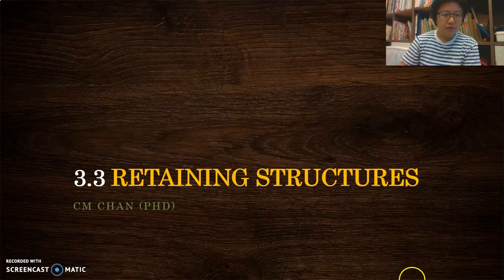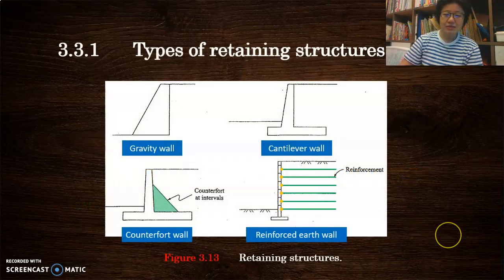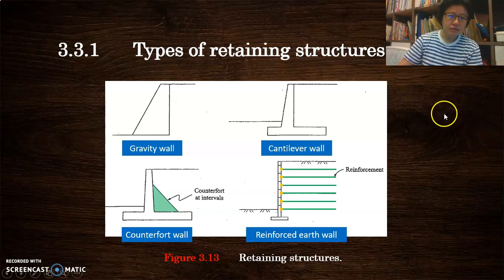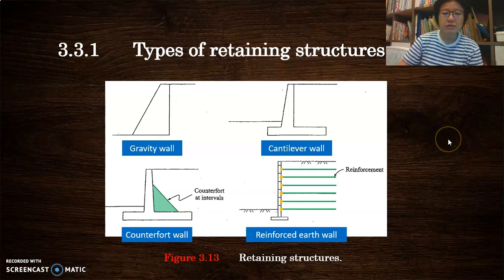Yeah, okay, now let's go into chapter 3.3, retaining structures. This will be the wrap for your chapter 3, alright? So first and foremost, let's look at the common types of retaining structures that we have in the market. Sometimes they're also called retaining walls, they refer to the same thing, right?